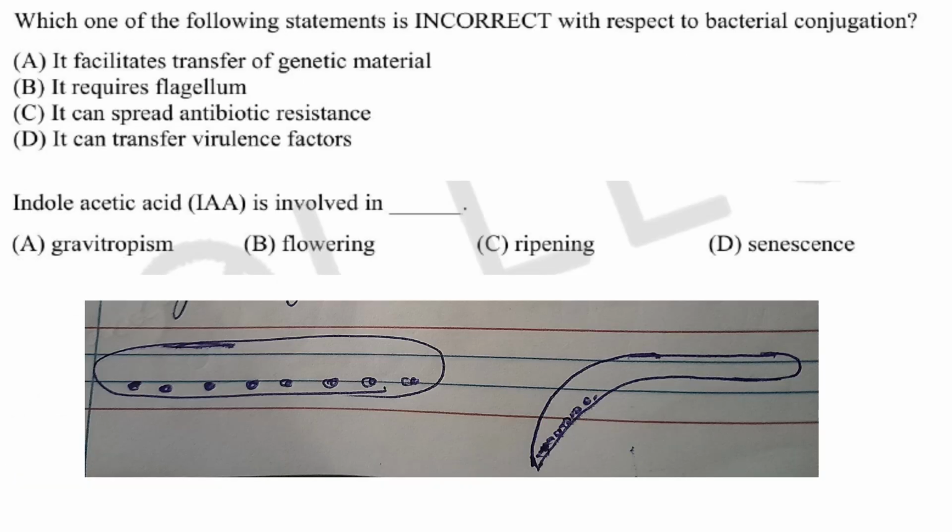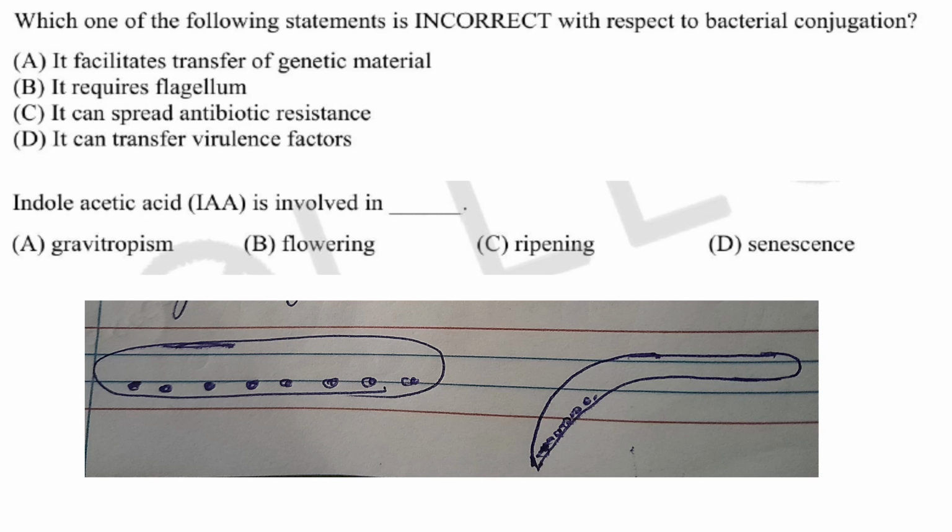Then next one. Which of the following statements is incorrect with respect to bacterial conjugation? It facilitates transfer of genetic material. That is correct. They have asked for the incorrect statement. It requires flagellum. Bacterial conjugation is direct cell-to-cell transfer of genetic material. So conjugation happens through what are called sex pili.